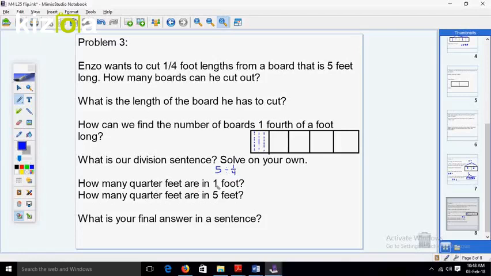Okay, so how many 1/4 feet are in 1 foot? Look at this. There are 4. How about in 5 feet? So we're going to count by 4s. 4, 8, all the way. You can do it with repeated addition, or you could do it with multiplication. 4 times 5 is 20. So he'll end up with 20 boards.